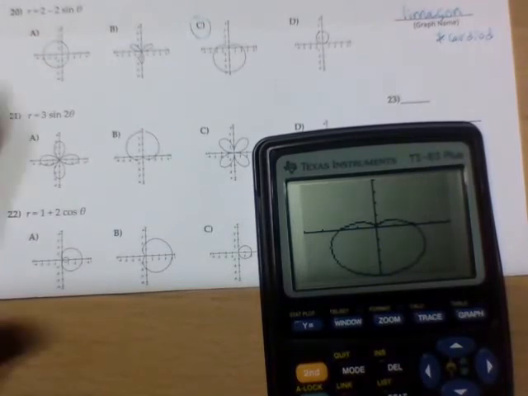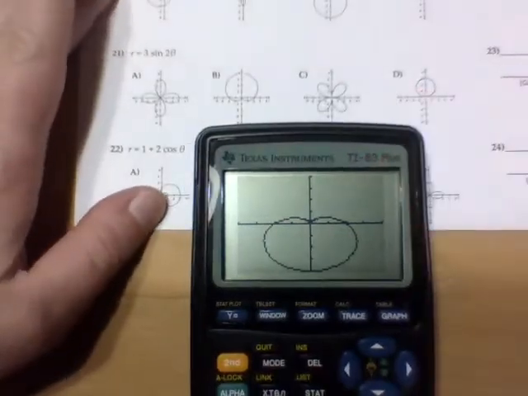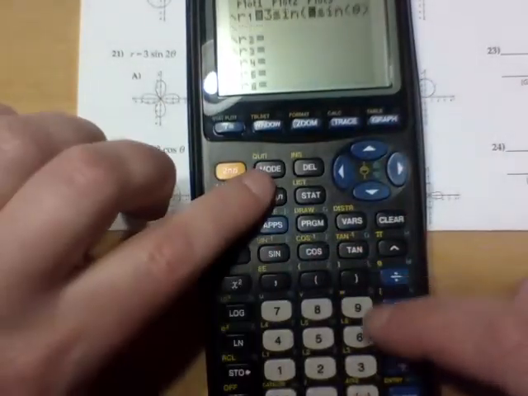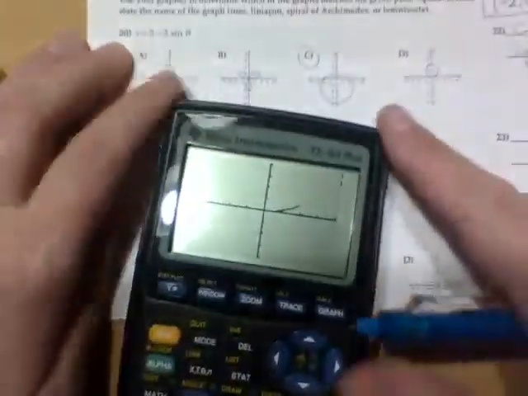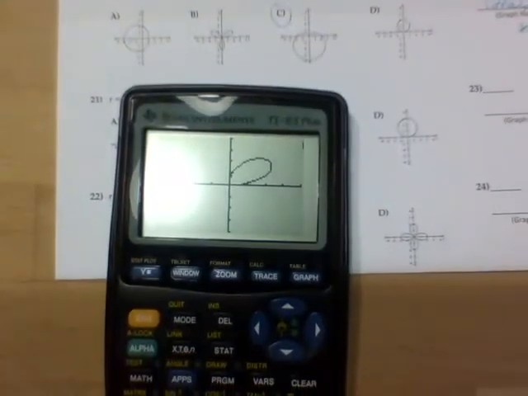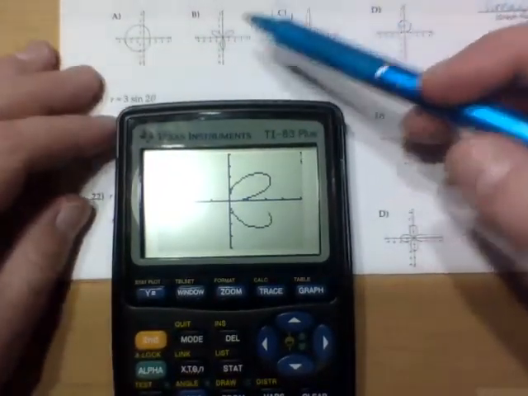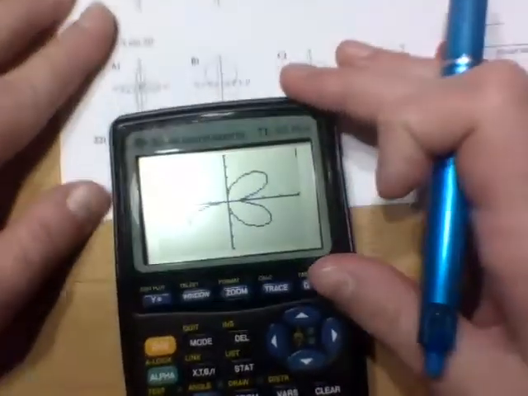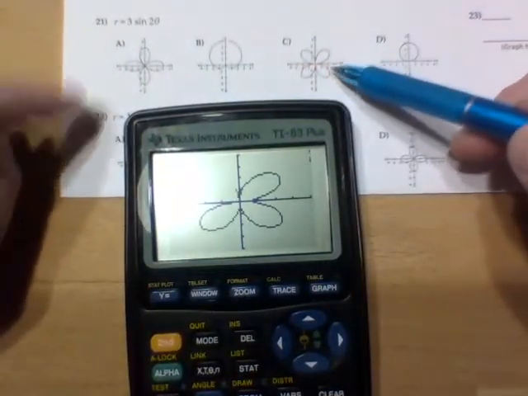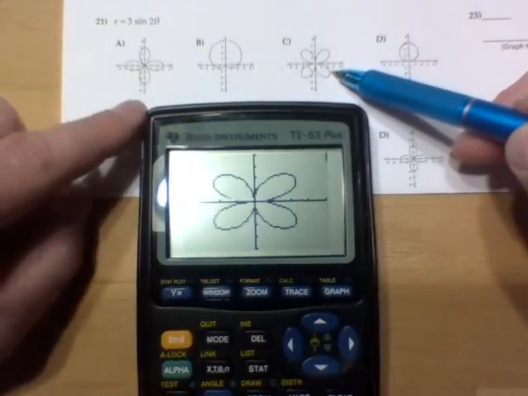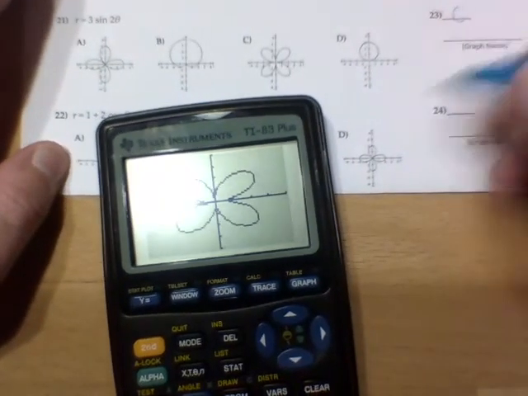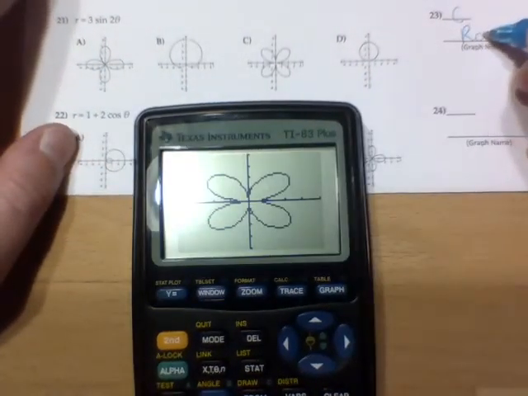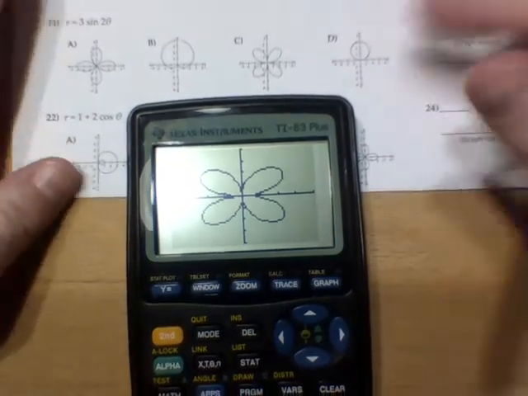All right, and then the next one has 3 sine 2 theta as our equation. So 3 sine 2 theta. Definitely going to be our flower one here. So in that case, we're going to put C as what 23 is. And then the name of this one, even though it looks more like a flower than a rose, is a rose.